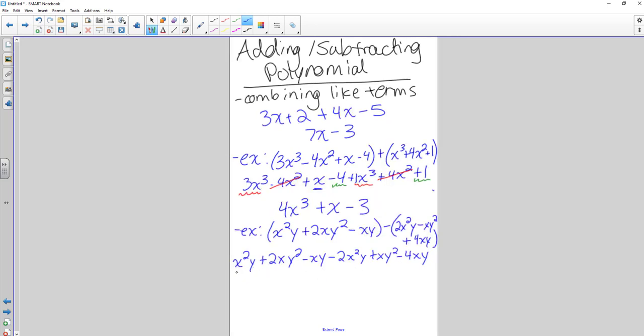So for my x squared y's, these go together. So 1 minus 2 is going to be a negative 1, so negative x squared y. Sometimes with a lot going on, it helps to cross this off. Now I've got 2xy squared plus xy squared. So that'll be a plus 3xy squared. And then last, I'm left with this minus xy and minus 4xy. Combine the coefficients to get minus 5xy.